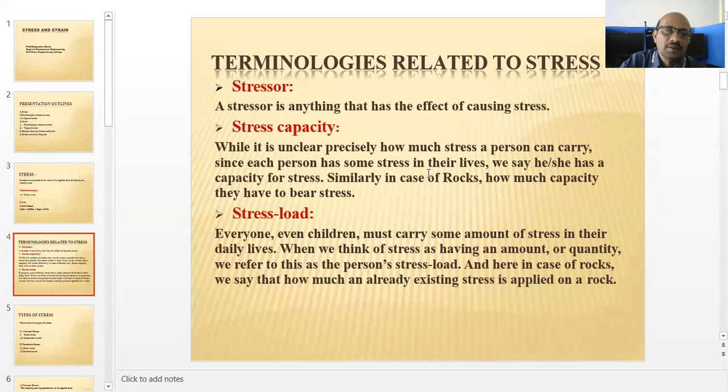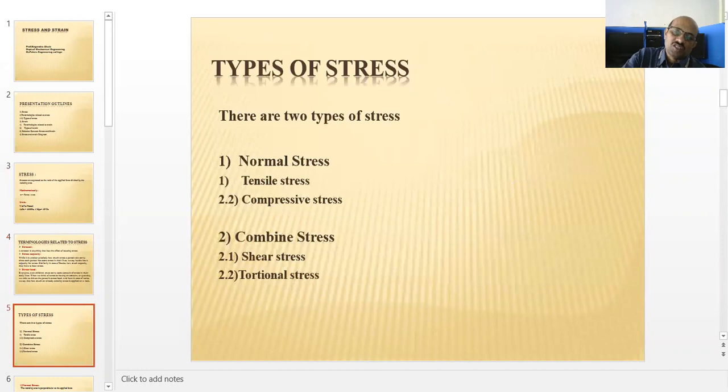Next, we will see what the types of stresses are. There are two categories of stresses. One is normal stress, which includes tensile stress and compressive stress. The second category is combined stresses, which include shear stress and torsional stress.